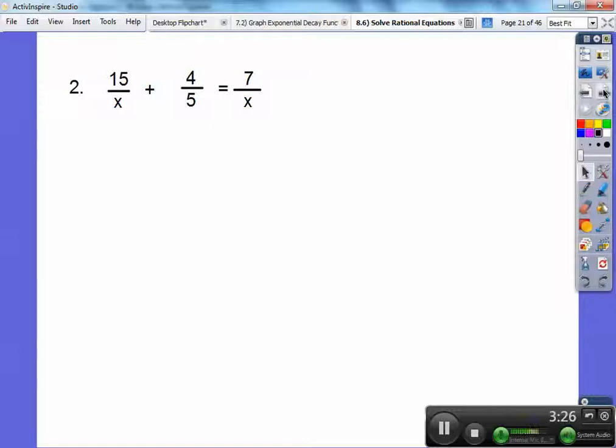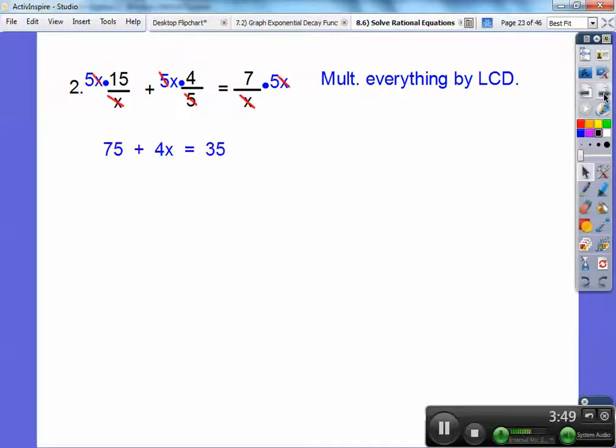Okay, here's a little bit of new stuff, you guys. Looks kind of freaky, and a lot of kids just stop on these because they see the fractions. And don't let them freak you out, you guys. Whenever you have an equal sign, you can make fractions disappear by multiplying by a common denominator. Can you see this has an x, this has a 5, this has an x? My common denominator is 5x. So multiply everything by the common denominator, 5x. And what that does is it makes those denominators disappear.